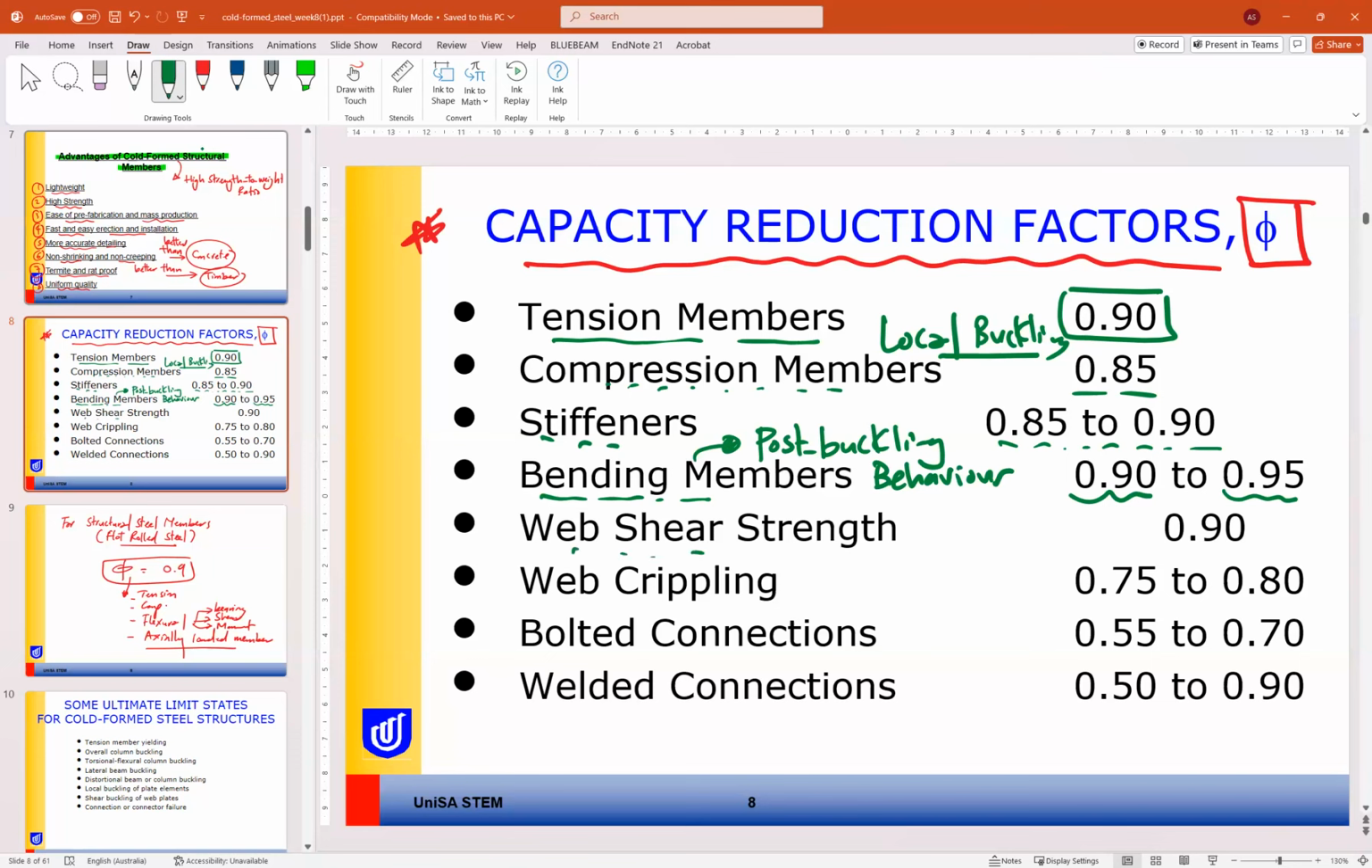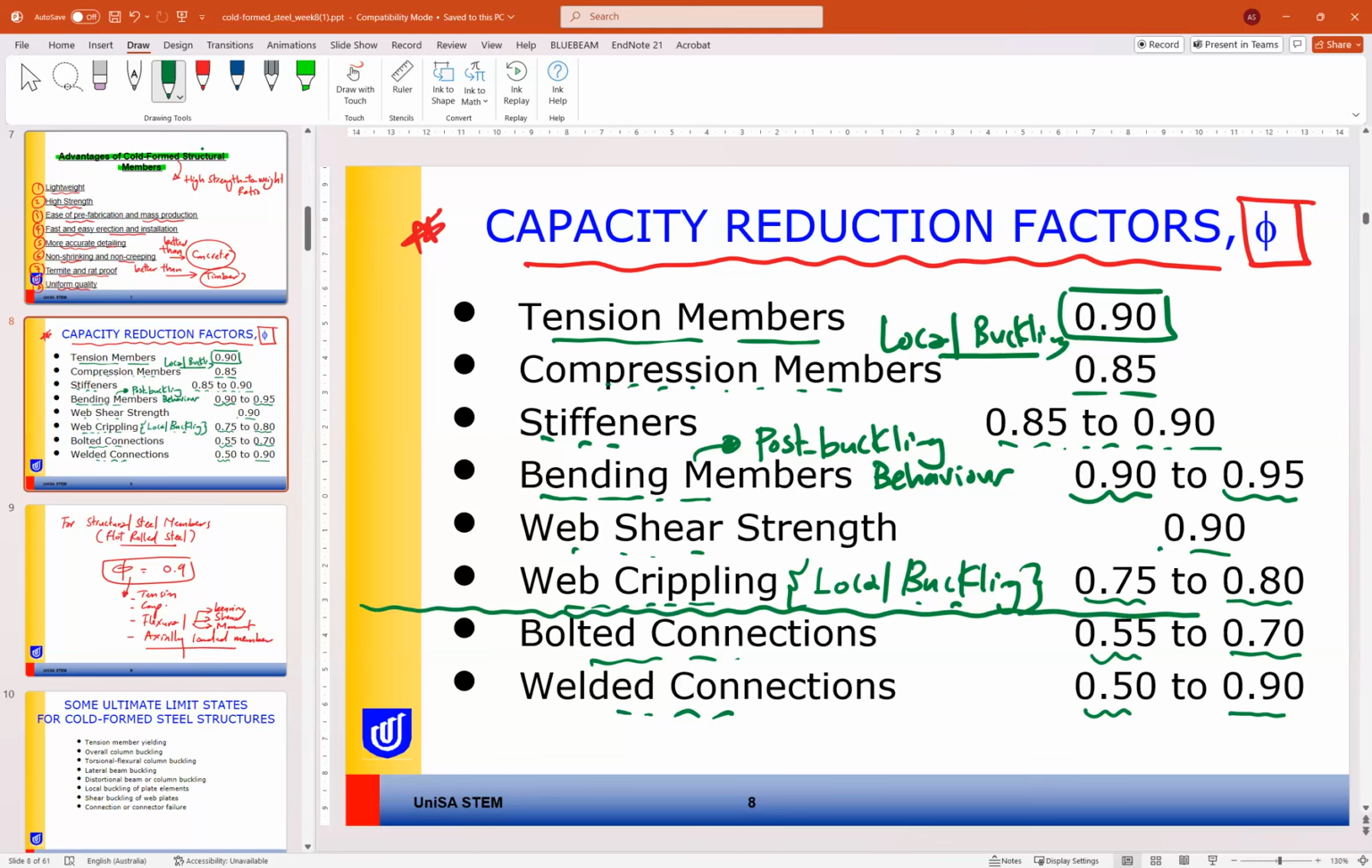Web shear similar, 0.9. Web crippling between 0.75 and 0.8. This is because again of local buckling or buckling behavior. The bolted connection and welded connection between 0.5 to 0.9. Okay, so up to here, this is the comparison between cold formed steel and hot rolled steel.